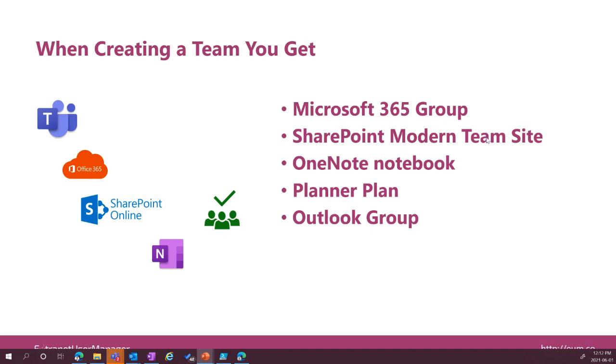Now you also get a modern team site in SharePoint as part of that. You get a OneNote notebook that gets created underneath that SharePoint site. Optionally, you get a Planner plan as part of that, and potentially an Outlook group as well. I need to update my infographic to show all those pieces, but basically we get what we see on the right-hand side through here. So what does that look like?